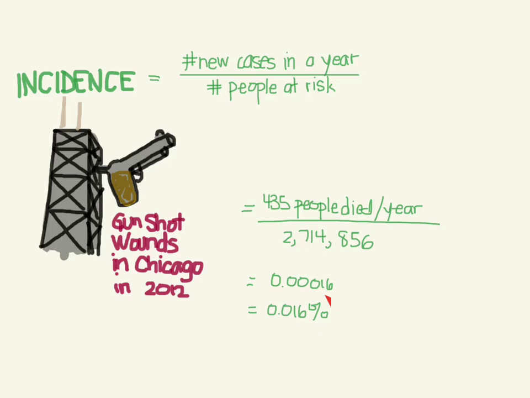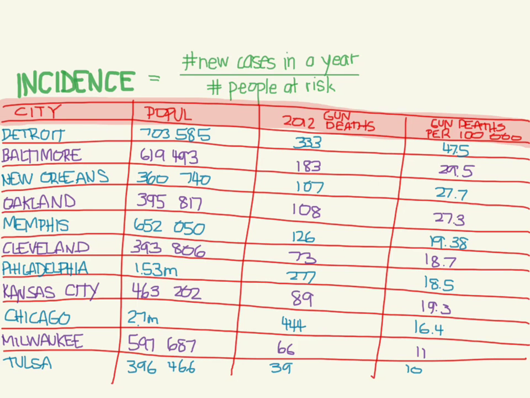Now, because these numbers are pretty small, oftentimes incidences will be reported in things like per 1,000 people. To do that, you just multiply it by 1,000. Then you get this number, which is a little bit easier to digest. You say per 1,000 people in Chicago, we had 0.16 people shot and killed per year, specifically in the year 2012. So to characterize that, incidence is a measure of risk.